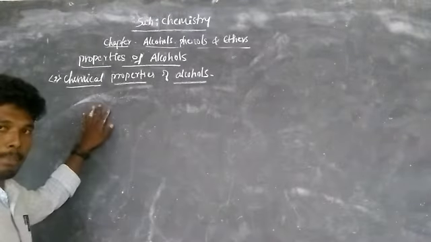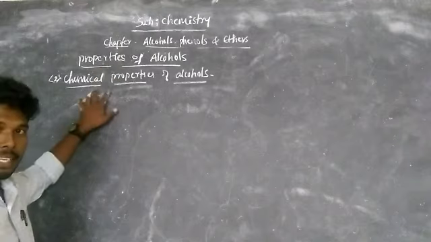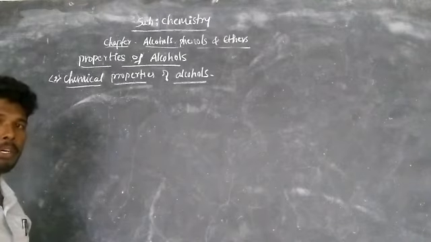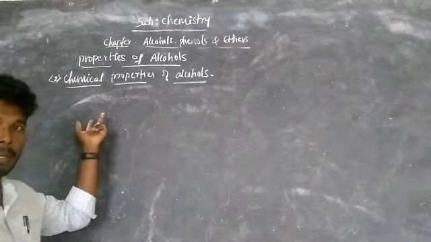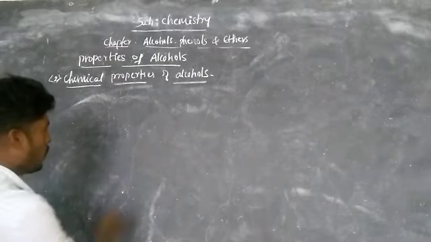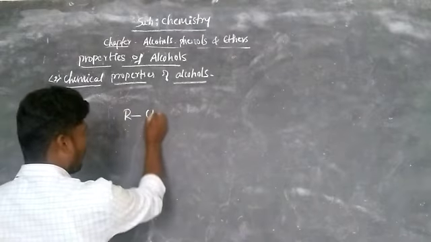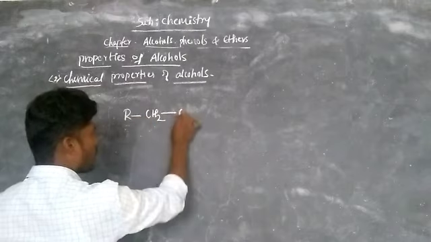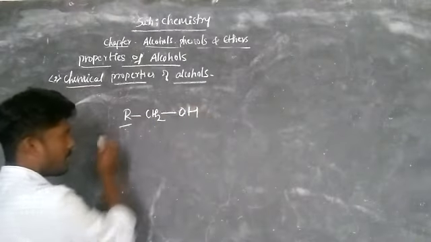So the next property of an alcohol is chemical property. In this chemical property, there are two types based on the cleavage of bond. You know, in alcohols there are two types of bond. For example, see RCH2 bond OH. This R is a general group.